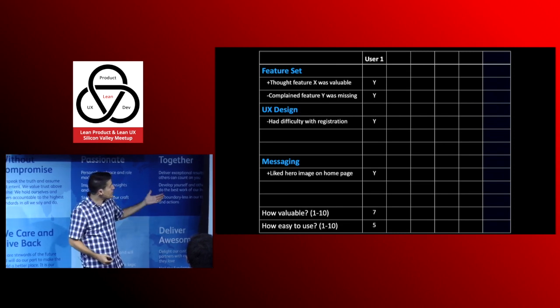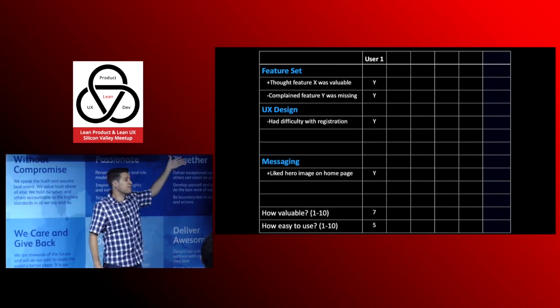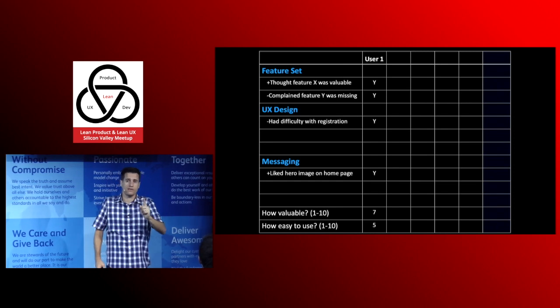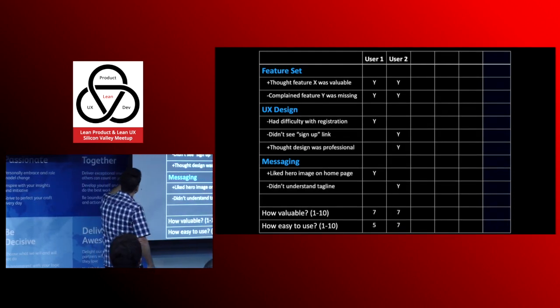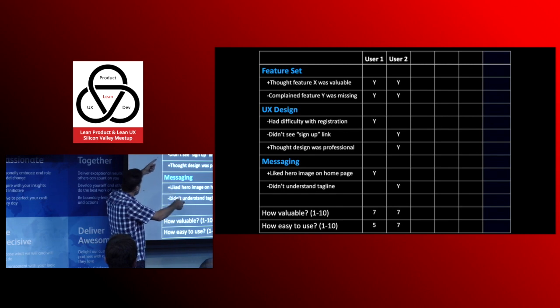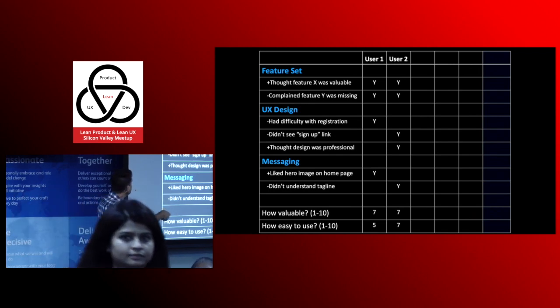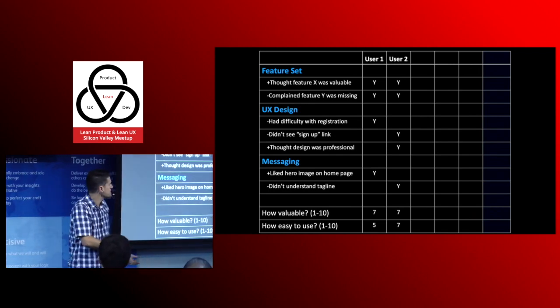That's that. Now, is any other user going to mention these same things or not? At this point, I don't know. I know one user did, right? So then I go to the next user test. Lo and behold, user 2 also says feature X was valuable. And he also complained that feature Y was missing. He actually didn't have a problem with registration. He got through okay, but he had trouble seeing the sign-up link.